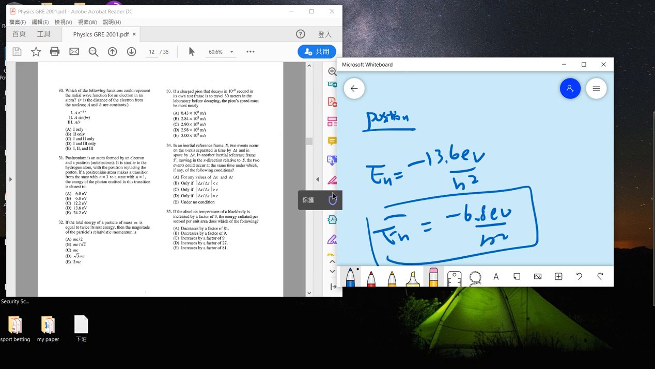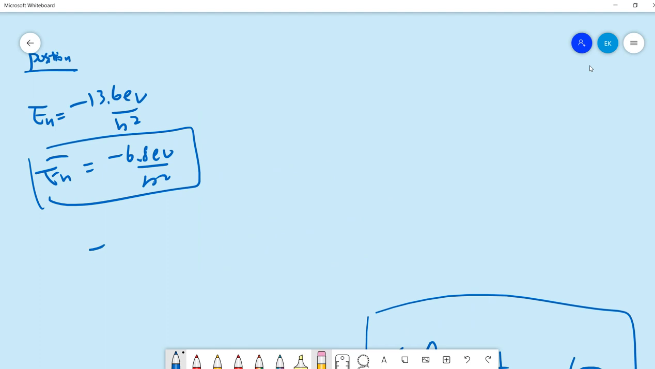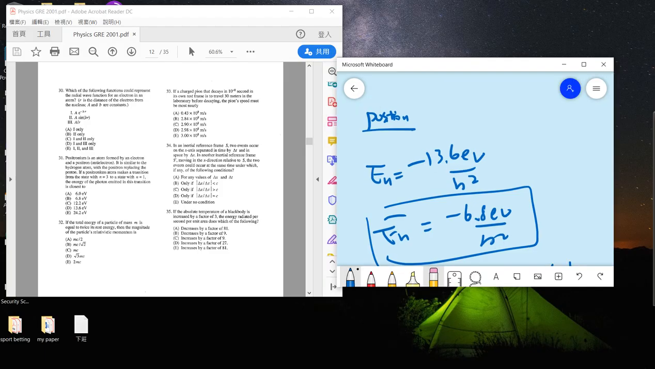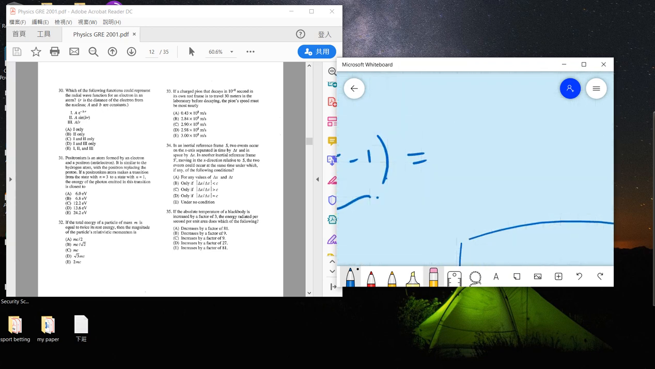What you ask about is the energy of the photon from n equals 1 to n equals 3. So this is your answer. The answer is A. Just by computation, we can get 6.0.